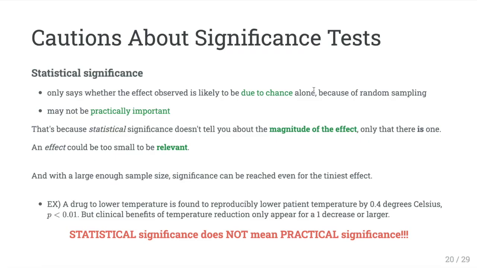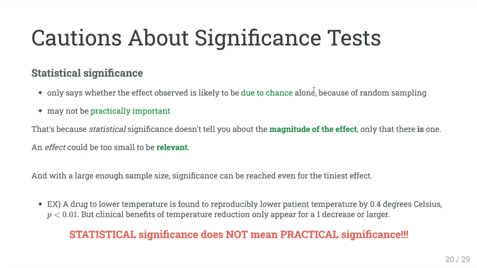All right, a few cautions. Now that you've seen one example, statistical significance only says whether the effect observed is likely to be due to chance alone because of random sampling. So it's saying if we're in the null world, how crazy is our result? And if it's really crazy in the null world, then maybe there's not a relation, or maybe there is a relationship and the null is not true. But the thing is it may not be practically important.